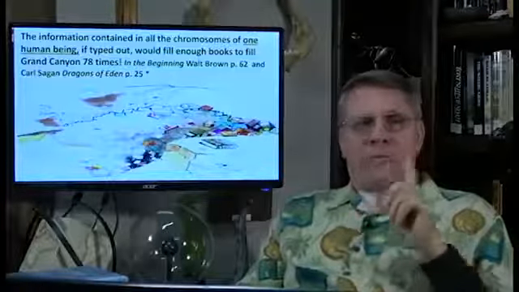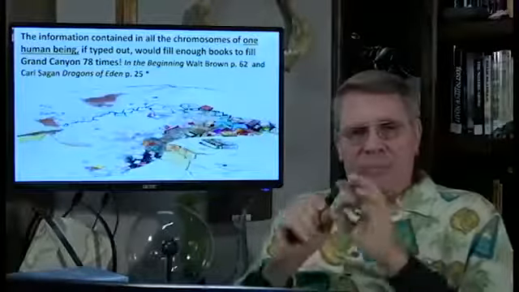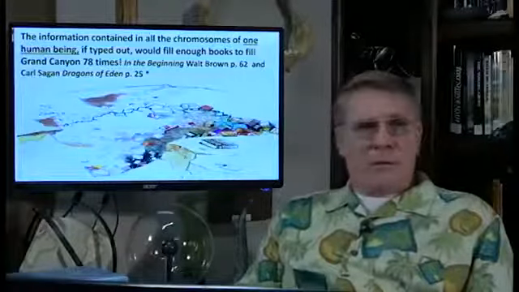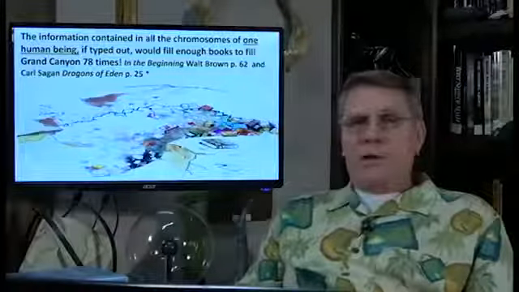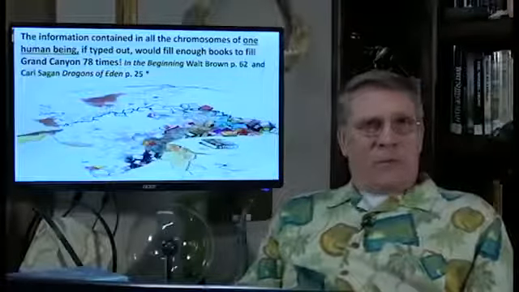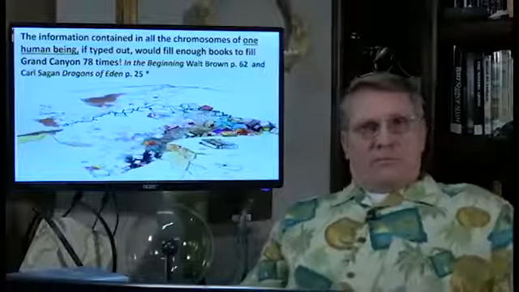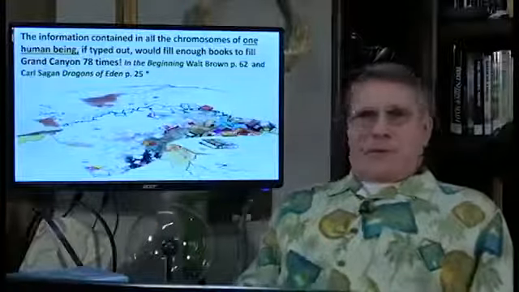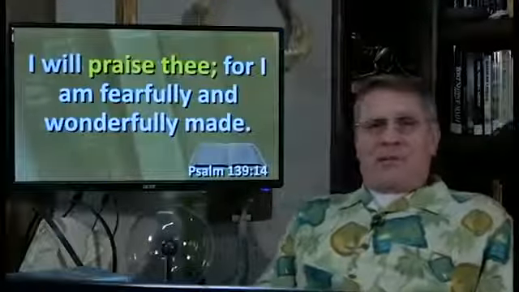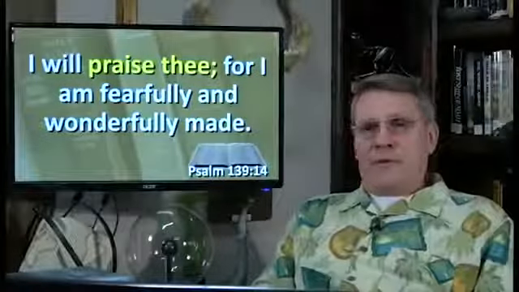The DNA code is so complex. If you typed out the DNA code from one person, the information from one person's DNA would fill enough books to fill the Grand Canyon 78 times. That's the information to make you, Robert, and me. I may actually have a little more because I'm a little more than 50 trillion cells now, okay, because of that butter pecan ice cream. David said, I will praise thee, for I am fearfully and wonderfully made.